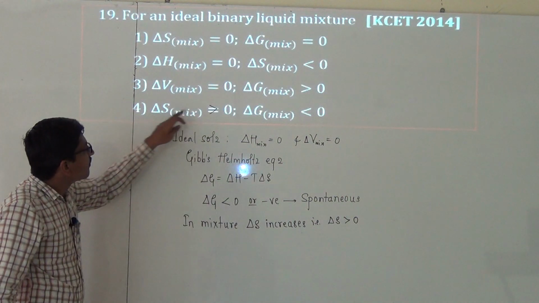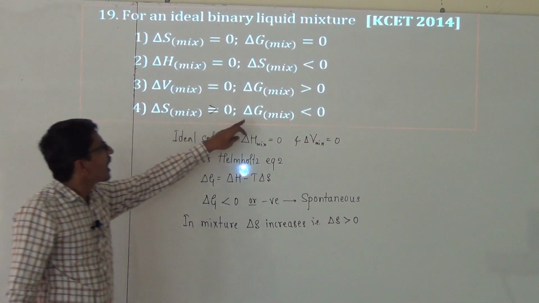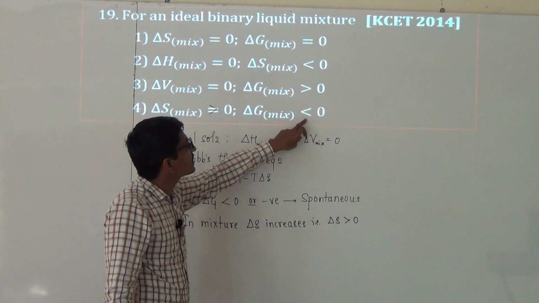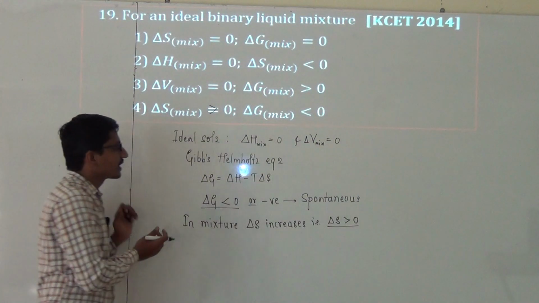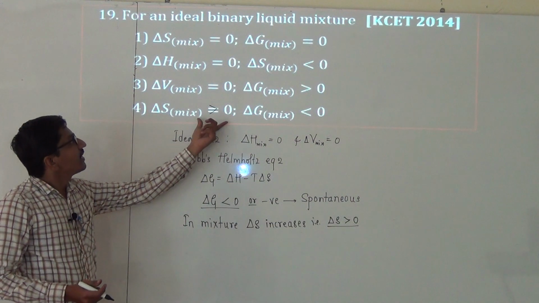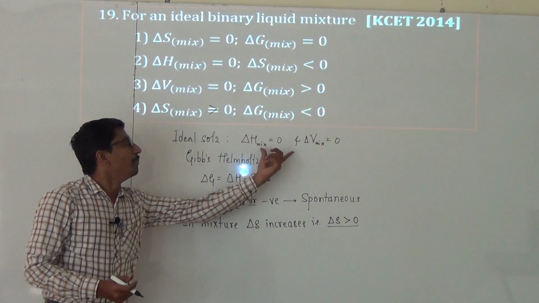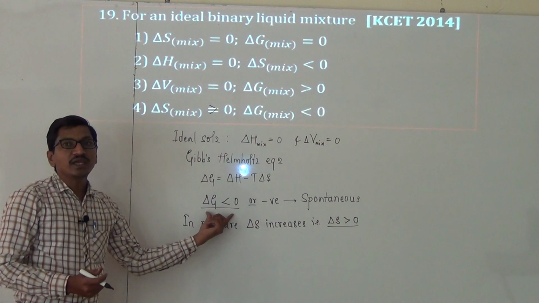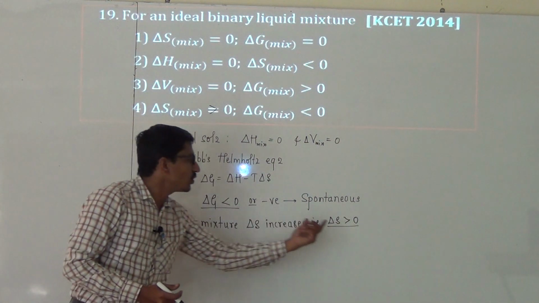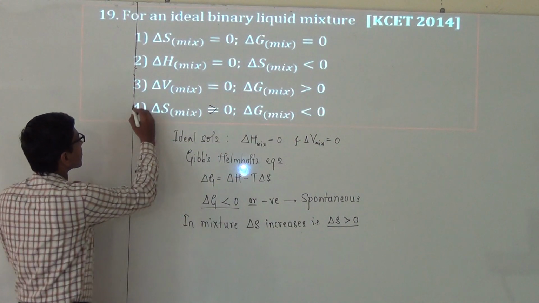The entropy of the mixture increases, that is greater than 0, and free energy is less than 0. These two conditions hold in ideal binary mixtures. These two are the basic conditions, and for the Gibbs-Helmholtz equation, the free energy is less than 0, that is negative, and entropy is more than 0, and the fourth option is the correct one.